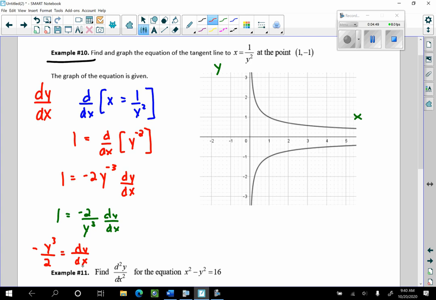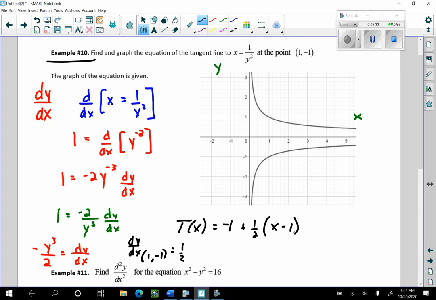I want the equation of the tangent line at (1, negative 1). The equation of the tangent line never changes. What is dy/dx at this point? What is dy/dx at the point (1, negative 1)? That's going to be negative 1 cubed, which is what? Negative 1. Negative negative is positive. That is going to be 1 half. So this is going to be 1 half (x minus 1).